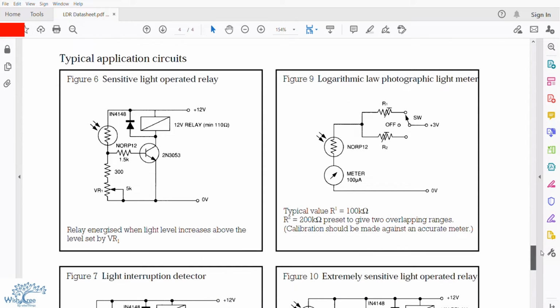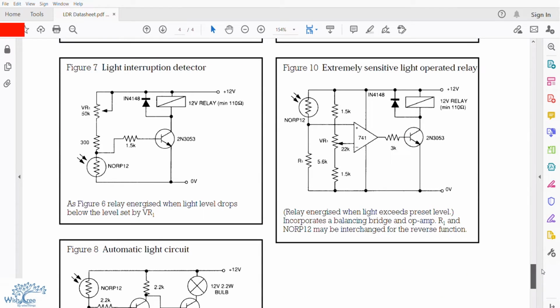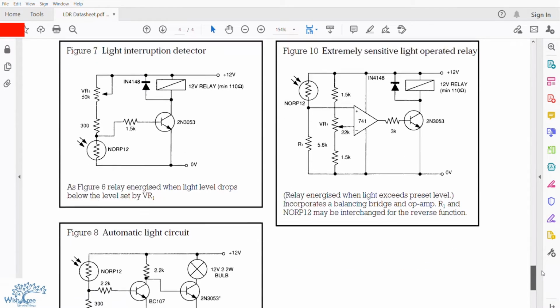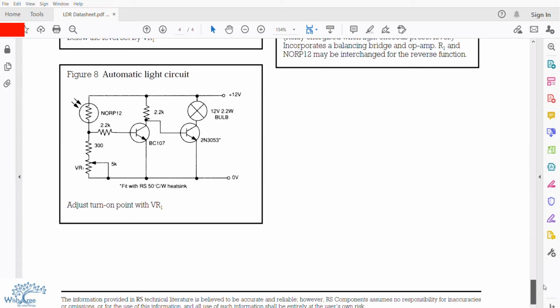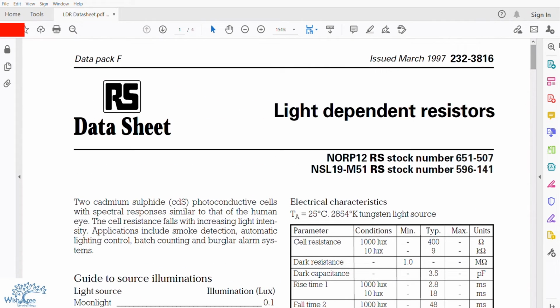Typical applications also help us create circuits and tell us how we can utilize this LDR in various types of applications. So overall, this data sheet tells us everything in and out about that LDR and how to use that in our circuit.